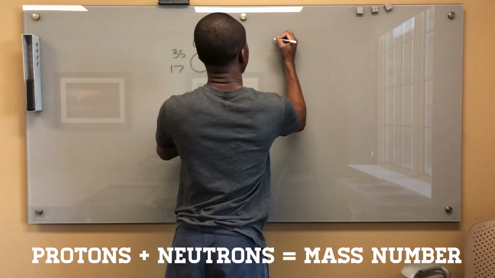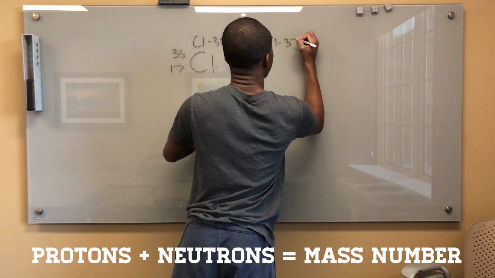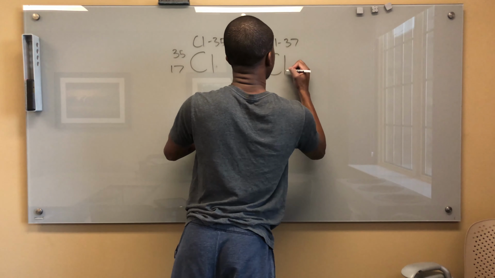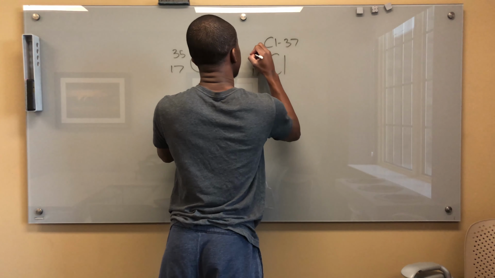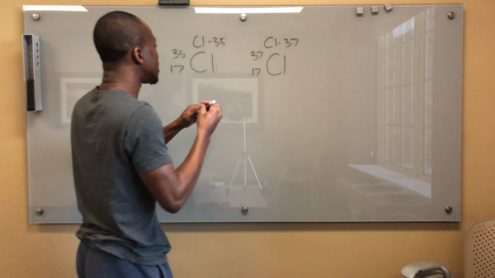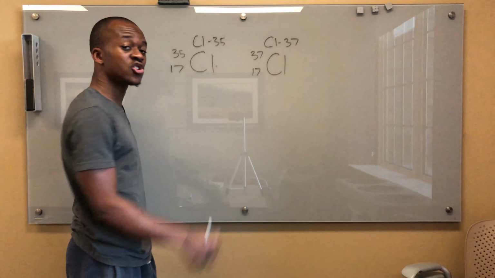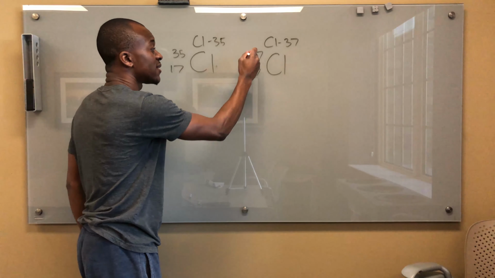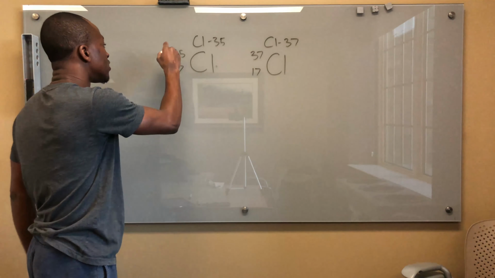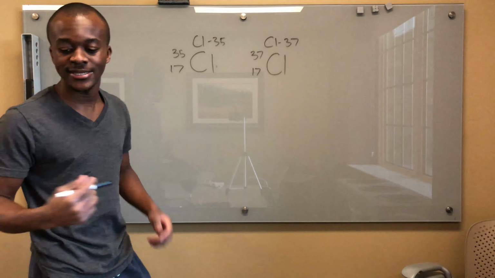So there's Cl35 and there's Cl37. I'm sure you guessed it, this will be 17, this will be 37. So we can tell that here there are 18 neutrons, and here there are 20 neutrons. Why? Because 37 minus 17 equals 20, and 35 minus 17 equals 18.